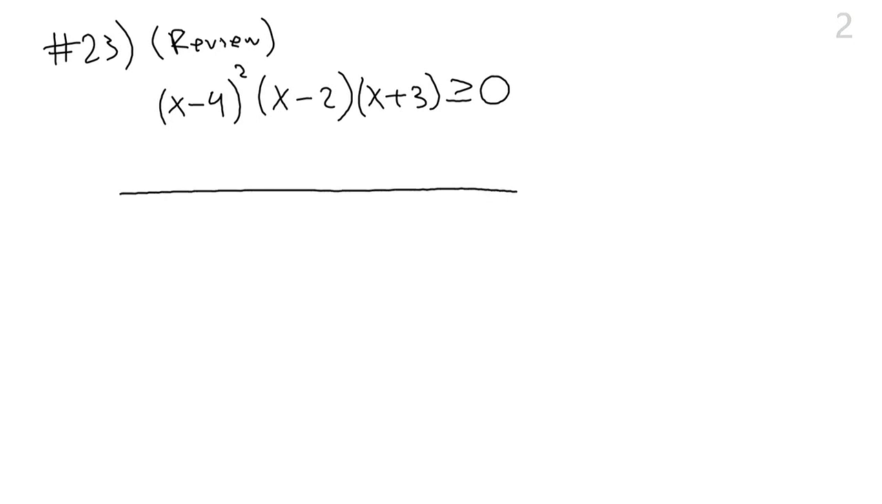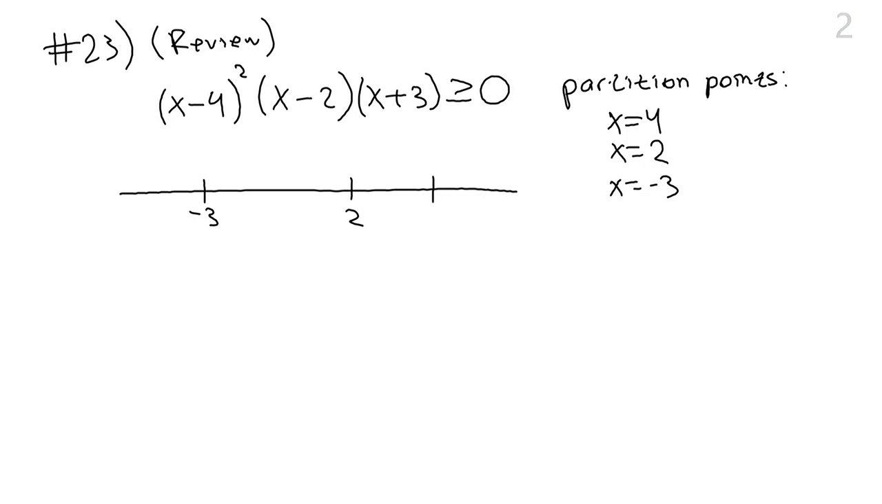You don't have to, but it's very helpful to draw a number line. The possible partition points here are as follows. The partition points are any time the function has the potential to change sign: x equals 4, x equals 2, or x equals negative 3, the very things that are going to make each factor 0. Then you draw these partition points on your number line, and then you look at every single interval in between.